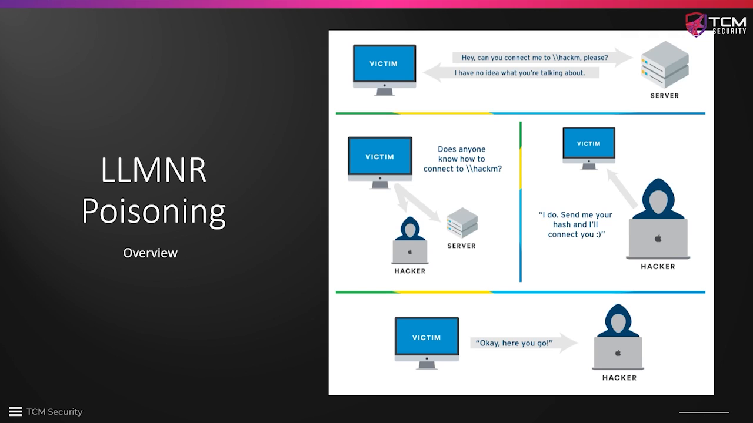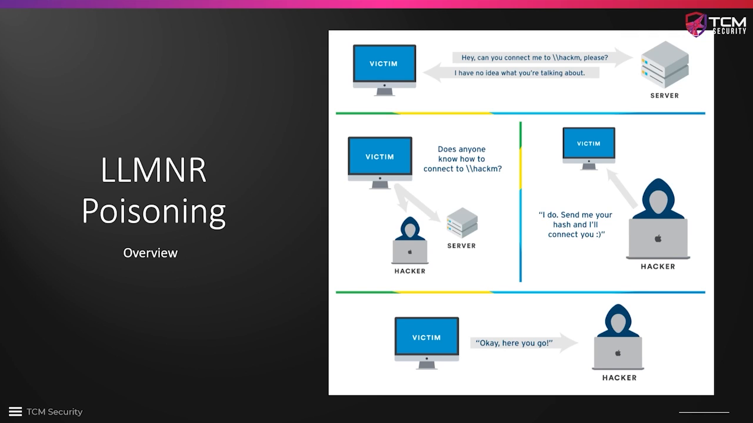Let's say that we have a victim machine, and this victim on the network wants to reach out to a shared folder called Hack Me. Remember, we set this up initially in our Active Directory setup. Well, they fat finger it, they type Hack M instead of Hack Me, and the server is going to say, well, I know about Hack Me, but I don't know about this Hack M you're talking about, so I have no idea what you're talking about.